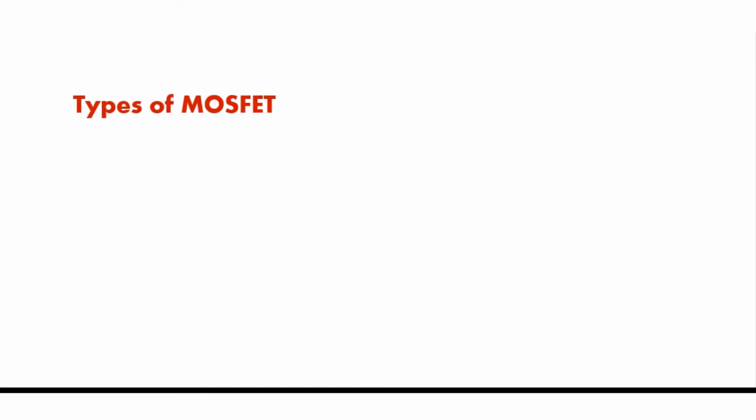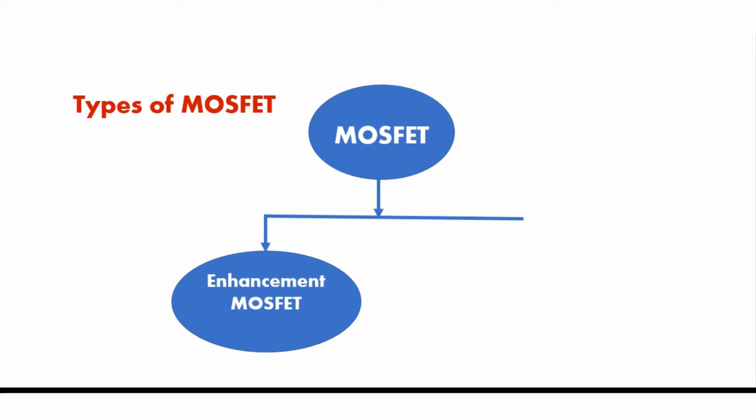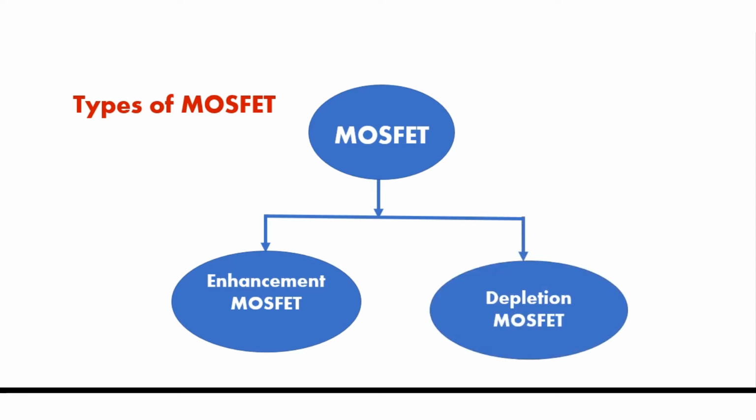Now, what are the types of MOSFET? There are two basic forms of the MOSFET, according to the way in which they operate. MOSFET is divided basically into two types. The first one is enhancement MOSFET, and the second one is depletion MOSFET.